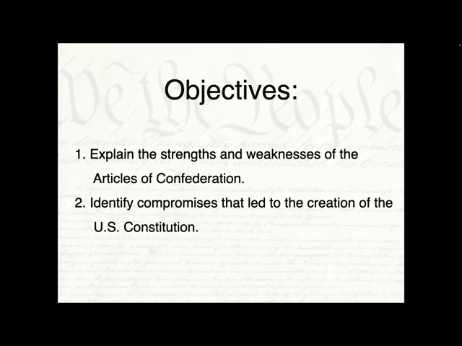Then the second part of my large group is to talk to you about how eventually that is going to be replaced with the U.S. Constitution. And in forming and creating that U.S. Constitution, there are a whole bunch of compromises that had to occur amongst the people gathered there in Philadelphia. So the second part is to talk to you about those various compromises that had to occur during that convention. So those are my two objectives today.